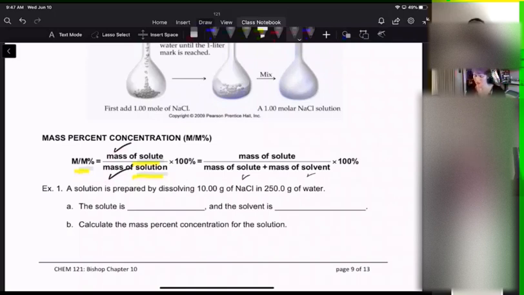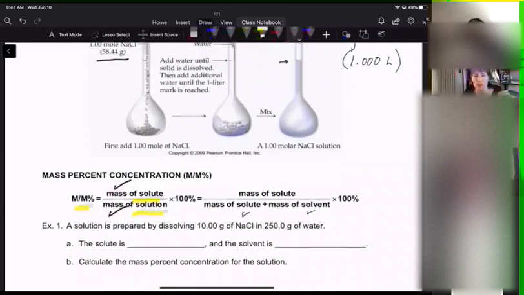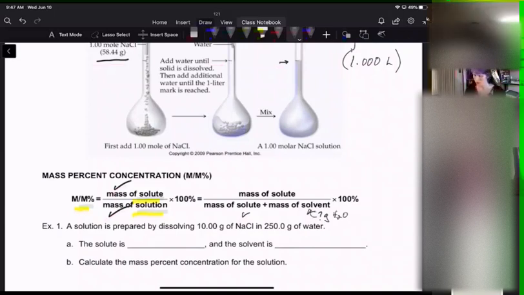In this picture, we have the line. We just fill it up to the line so we know the total volume. But maybe you don't have a volumetric flask and you have to weigh the water. We might have to figure out how many grams of water do we put here. So it's really important to pay attention to the labels as well.